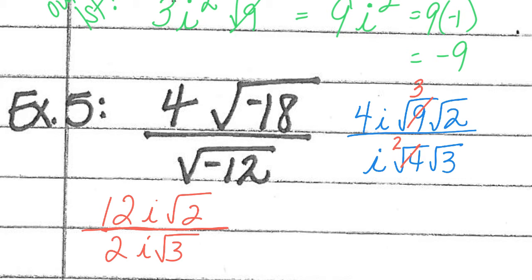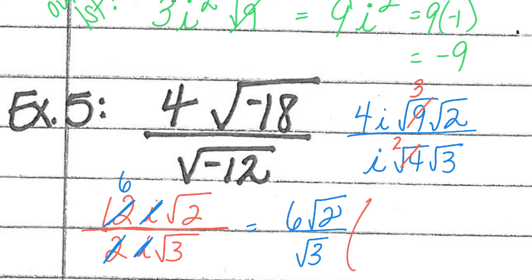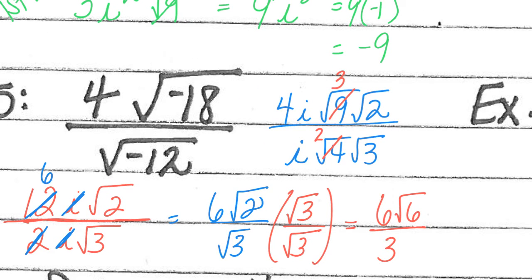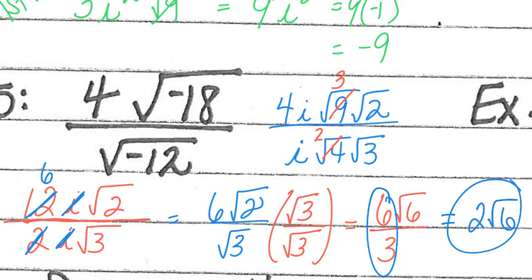So when I reduce this stuff, I know 2 goes into 12 6 times. The i's cancel out. But what can I not have in the denominator? Good, I cannot have a root 3. So to get rid of that, I'm going to rationalize the denominator by multiplying by root 3 over root 3, because I can multiply anything by 1 and not change its value. So I get 6 root 6. Well, root 3 times root 3 is root 9, which is 3. But I can continue to reduce, and I know this final answer, because 6 and 3 can reduce, is 2 root 6.